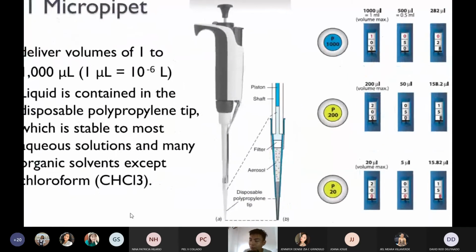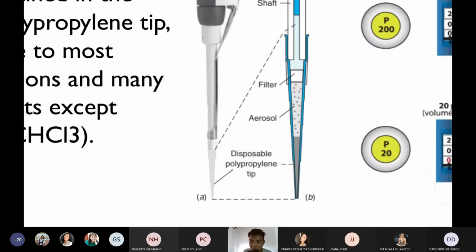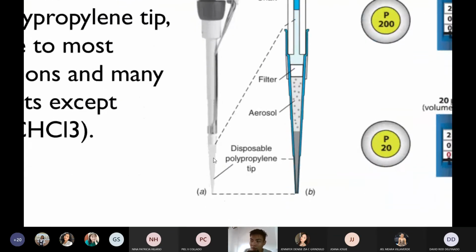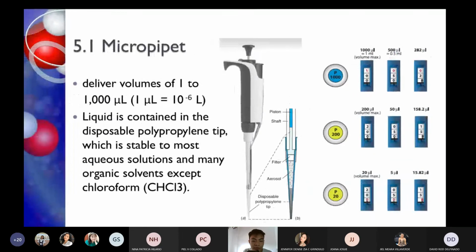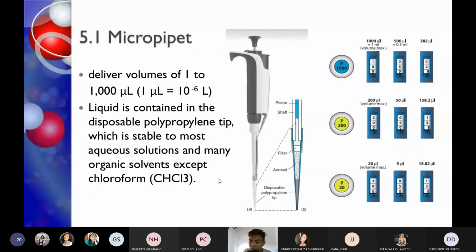So, ito yung micropipette, no? Pero hindi mo siya gagamitin as is kasi may idudugtong ka diyang tip, no? And the tips are disposable. Yung tip na yan, pwede mo yun itapon. Every time nagagamit ka niyan, papalitan mo yung tip, no? Just to avoid contamination. Okay?